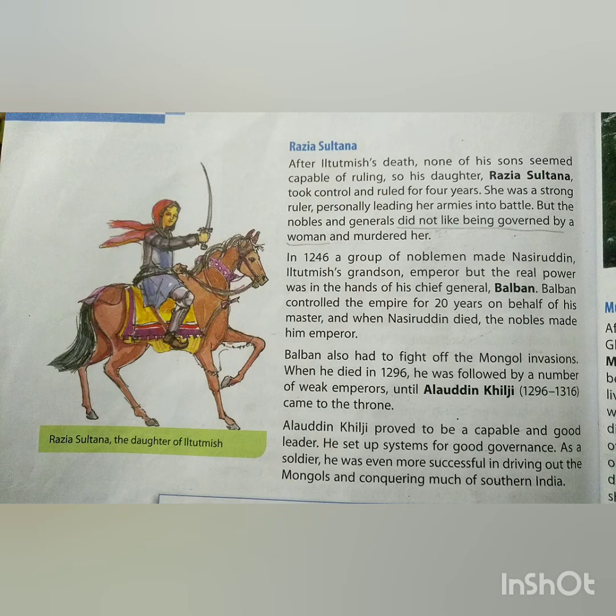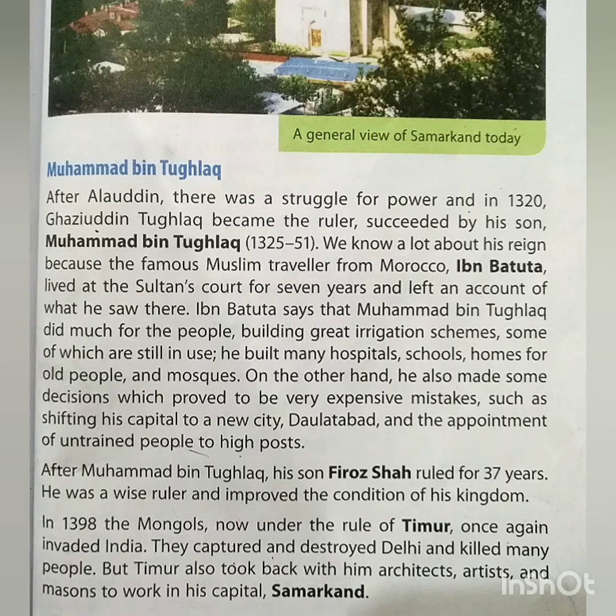One of them was Alauddin Khilji, but he was not that weak. He was a capable leader and he set up a good governance system. He drove out the Mongols and conquered much of southern India. Now, after Alauddin, there was a ruler whose name was Ghaziuddin Tughlaq, and after that, his son became the ruler, whose name was Muhammad bin Tughlaq.